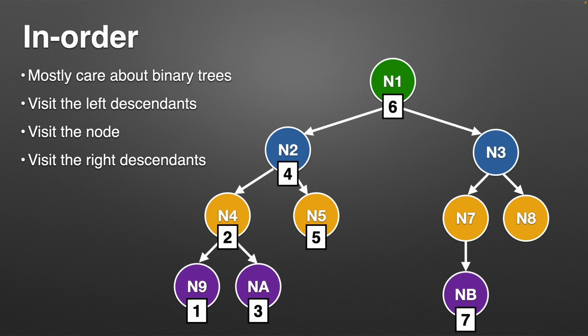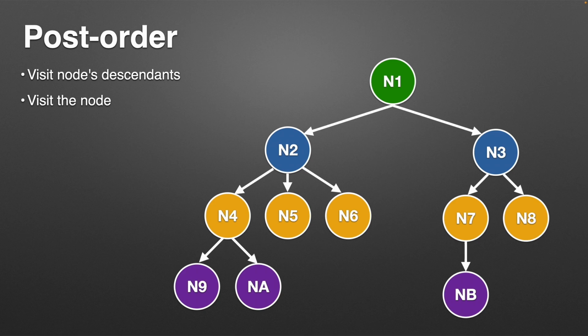Where do we go next? Back. That's it. So we visit N7 after that, N3, and finally N8. And so that is your in-order traversal of a binary tree.